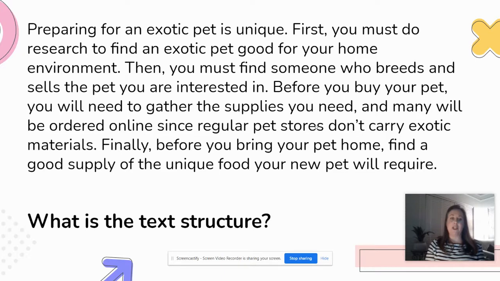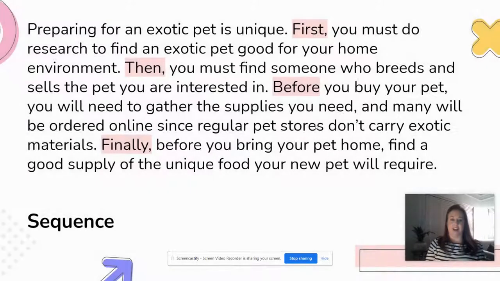Okay, so take a moment and look and see what type of text structure you think this might be. Okay, so look at the clue words and let's see if you are correct. Okay, so we have sequence. We saw those words like first, then, before, and finally. So it is giving us details in order or in that sequence order. Okay, so let's keep going with our next example.